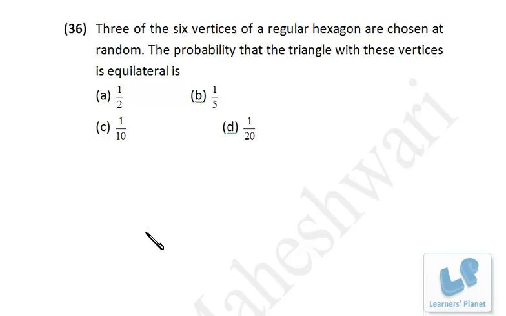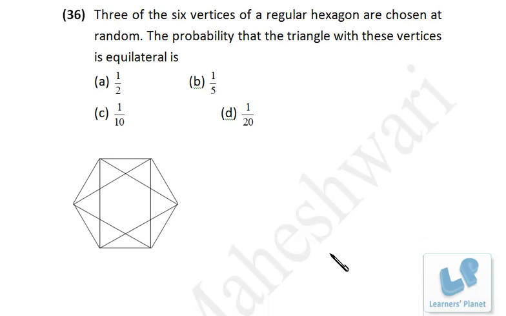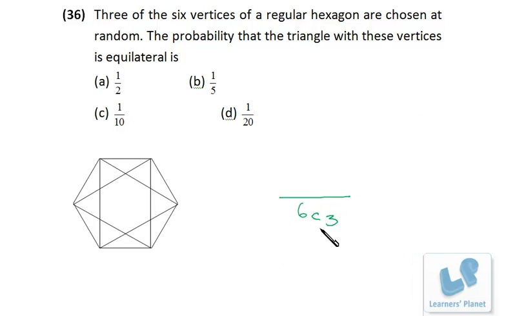Now friends, we have this interesting question with us. 3 of the 6 vertices of a regular hexagon are chosen at random. The probability that the triangle with these vertices is equilateral. Now I just draw a regular hexagon over here. Wait a moment. Now this is the regular hexagon, and we have taken 3 vertices. So the total number of triangles will be 6C3, as we are selecting 3 vertices out of 6. So these many triangles will be formed.